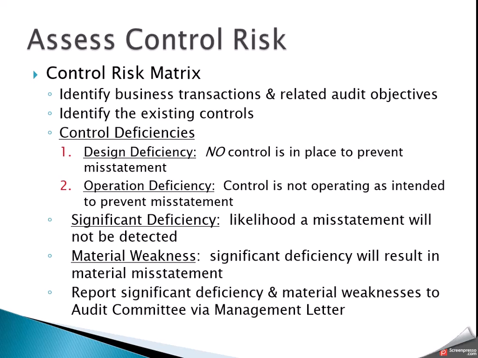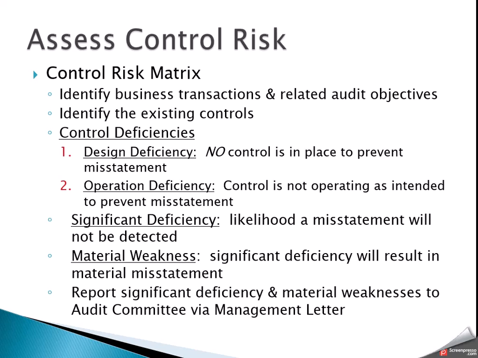Okay, then we get into this control matrix. The textbook has a large example of that to see how that paperwork would be set up from the auditor's standpoint. They're going to identify different business transactions, so the one in the textbook is sales transactions. So what different audit objectives are related to those sales transactions? And then they're going to go down and list all the controls that are in place related to those sales transactions. Then at the bottom, there would be deficiencies.